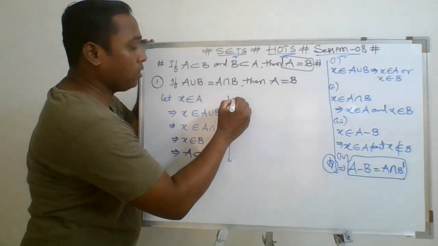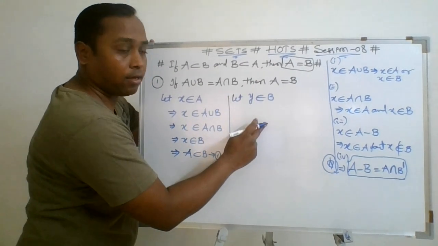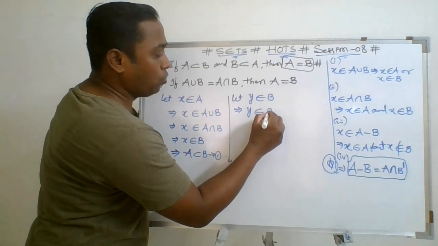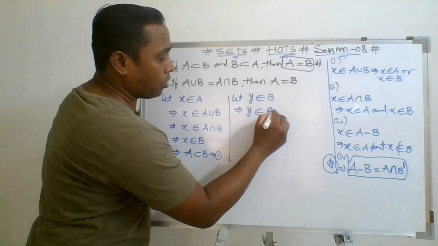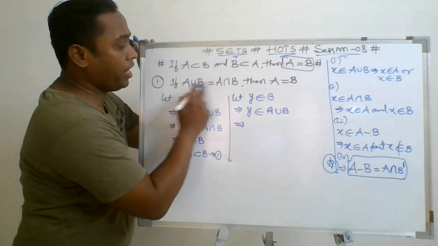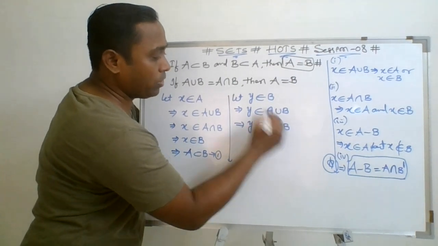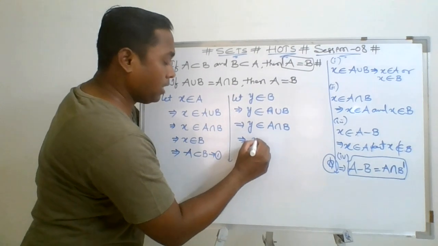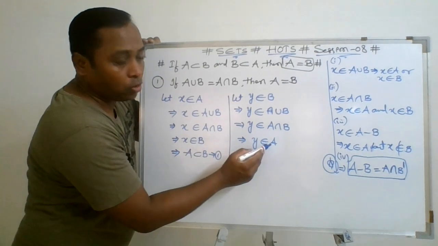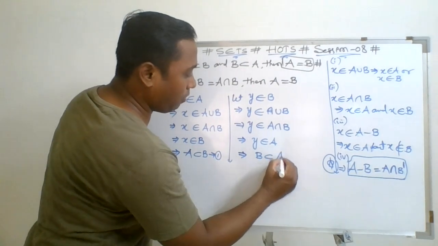Now I am taking the next one. Let there be another element Y which belongs to set B. I started with this, which implies that Y also belongs to A union B by definition. But A union B is already equal to A intersection B, which is given, hence it also belongs to the intersection, which implies that Y belongs to A. If Y belongs to B, it also belongs to A, which implies that B is a subset of A.